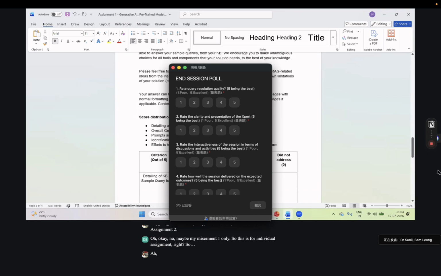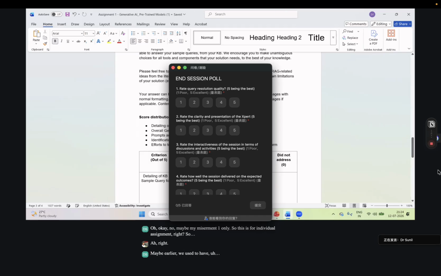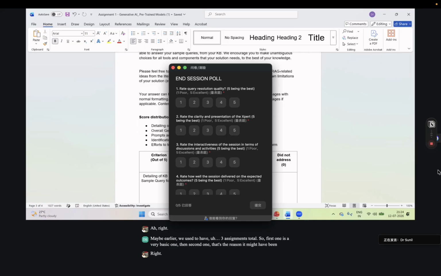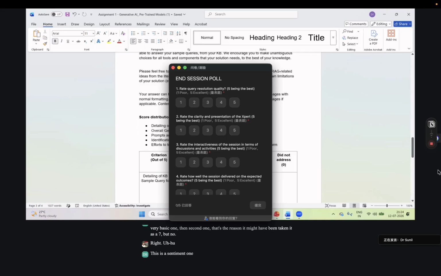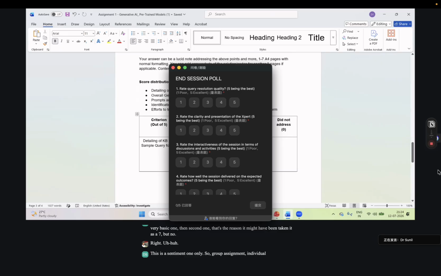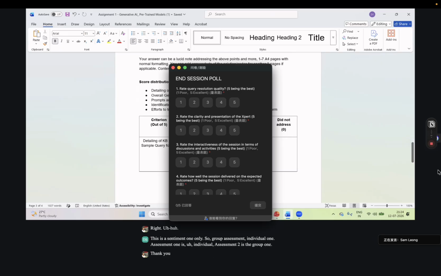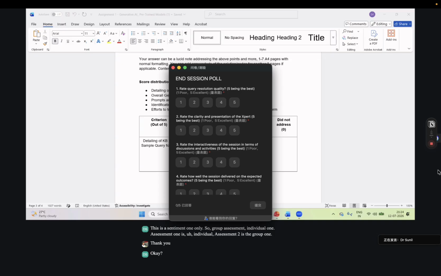So maybe earlier we used to have 3 assignments total. The first one is a very basic one, then the second one. That's the reason it might have been taken as an assignment, but no, this is assignment 1 only. So group assignment, individual one. Assignment 1 is individual, assignment 2 is the group one. Thank you. Okay. Cool. Anything else?